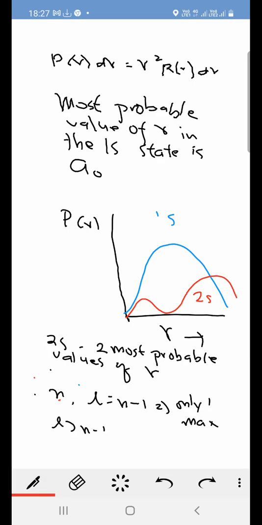However, if L is less than n minus 1, which happens in the case of the 2s state. So this is what is happening in the case of the 1s state. Here n is equal to 1 and L is equal to 0. So this is the only value. So it is only having one maximum. But in the 2s state, n is equal to 2 and L is less than 2 minus 1. So in the 2s state, we are getting more than one maximum. And the maximum value of r is mathematically always r max is equal to n square A0 by Z. And it is observed that L is equal to n minus 1.